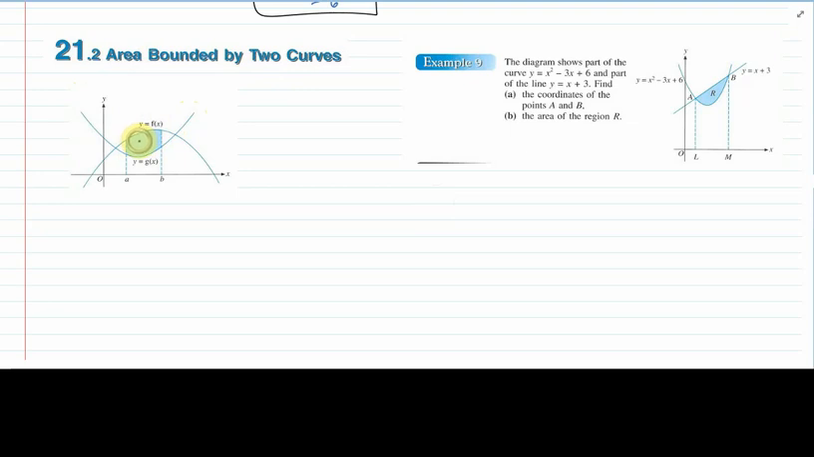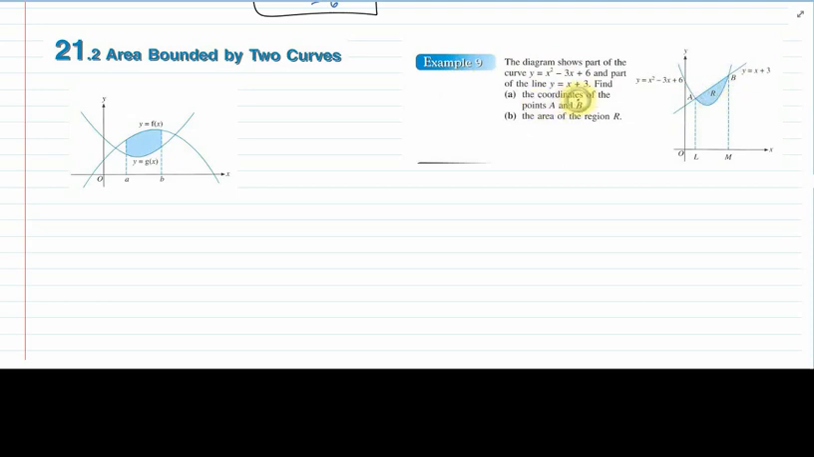And how we are going to do that, I have taken example number 9 from your book. So firstly I will explain the example and then I will ask you to attempt the questions by yourself. So first read it out. Diagram shows part of the curve y equals x square minus 3x plus 6, that is your curve, and the line y equals x plus 3. Find the coordinates of A and B.